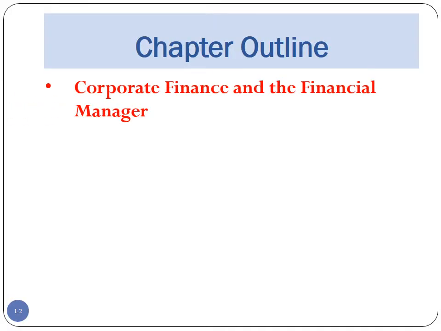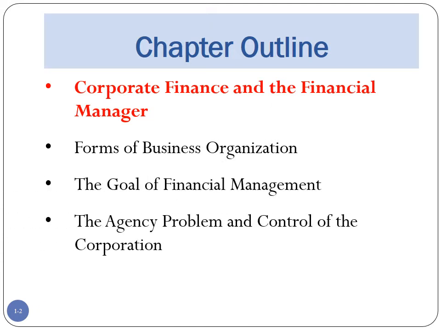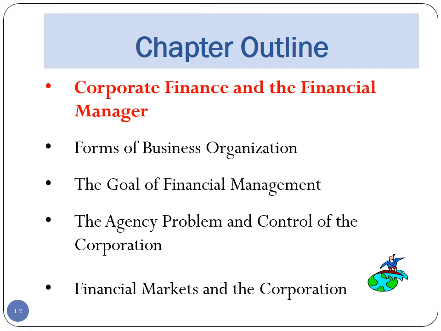The chapter that we're going to look at, Chapter 1, has a couple of different topics: corporate finance and the financial manager, different forms of business organization, the goal of financial management, and the agency problem and control of the corporation. We're going to first look at corporate finance and the financial manager from an overview perspective. What's the purpose here? We're going to skip the section on financial markets. It's just not relevant to our studies.